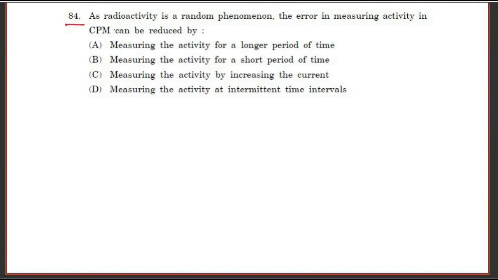Question number 84. Radioactivity is a random phenomenon. The error in measuring activity in CPM can be reduced by measuring the activity for a longer period of time. Here option A is the correct answer.